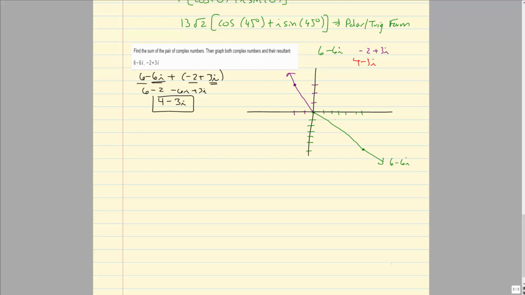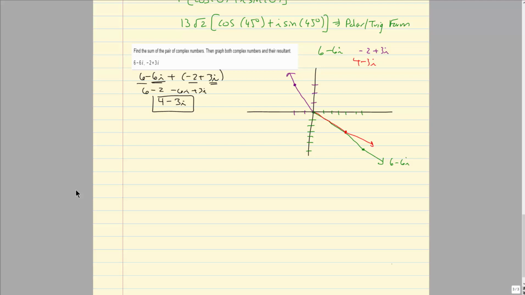So 1, 2, 3, 4, down 3. It's almost right on top of this one. My scale probably throws it off a little bit, but that's the resultant vector, 4 minus 3i. The angle would be a little different if we had an exact graph, but you can see what we're getting at. When I sum two complex numbers and get another complex number, that would be like adding two vectors together.